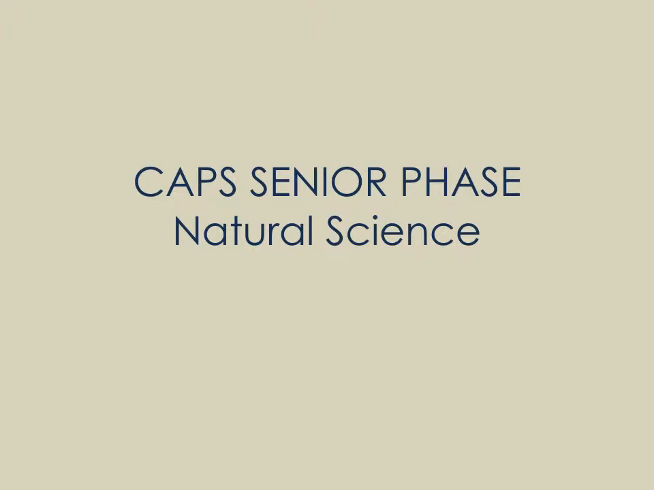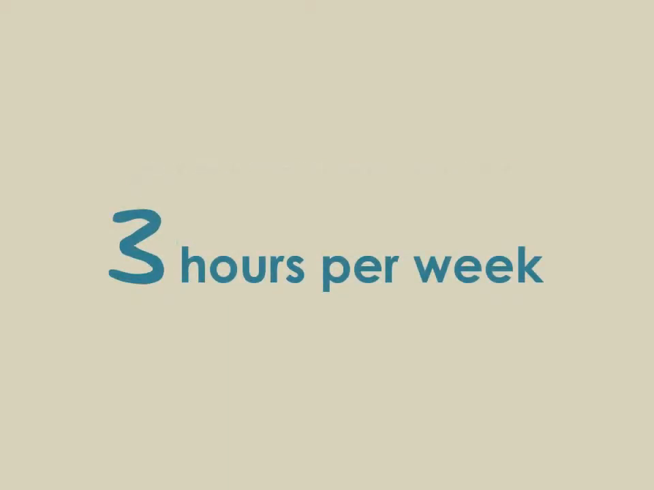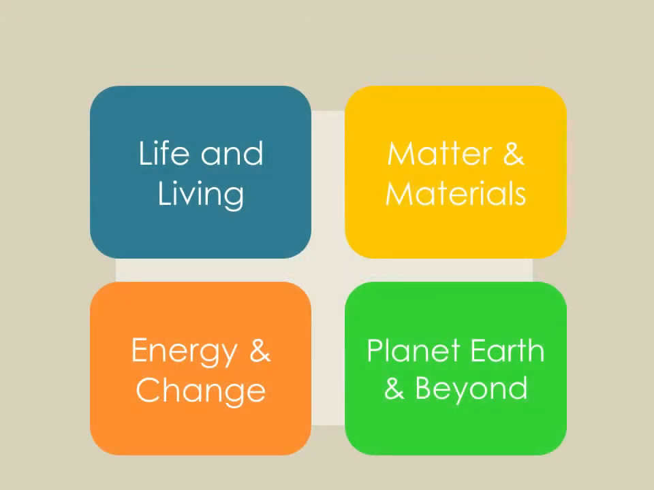This short video clip just gives the basics for teachers to know what CAPS requires in the planning of natural sciences in senior phase. The first thing to remember is that 3 hours per week is allocated to natural sciences. And in these 3 hours, there are 4 aspects or sections that need to be covered: life and living, matter and materials, energy and change, and planet Earth and beyond.